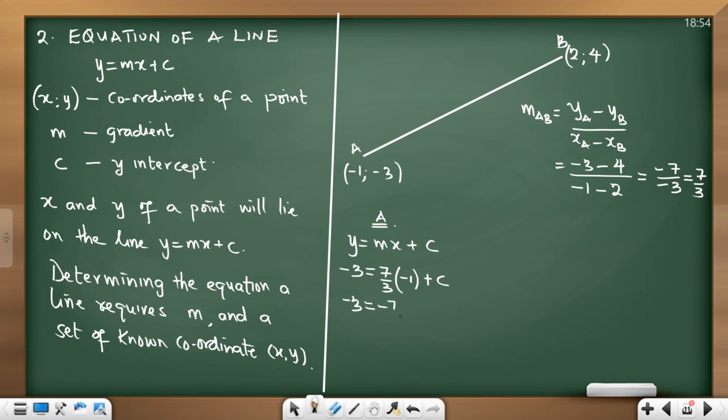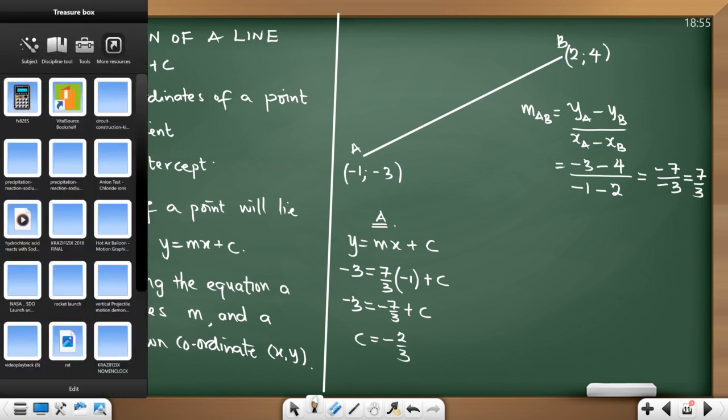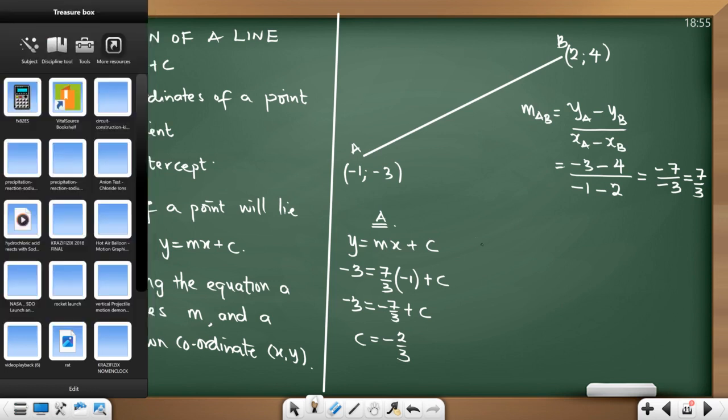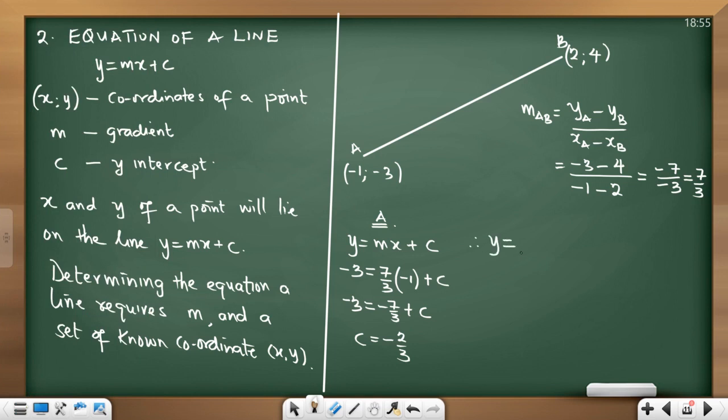This would give me negative 7 over 3 plus c. And when I move the 7 over 3 over, it becomes a positive. So we have 7 over 3 minus 3. That will give us negative 2 over 3. Let's confirm that quickly. Remember, we're moving the 7 over 3 over: 7 over 3 minus 3, which is 9 over 3, gives negative 2 over 3. Therefore, the equation of the line becomes y equals 7 over 3 x minus 2 over 3. And we're done. Even if I use the coordinate of B, I will still get the same answer.